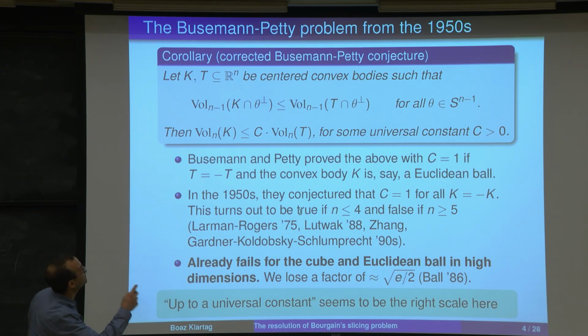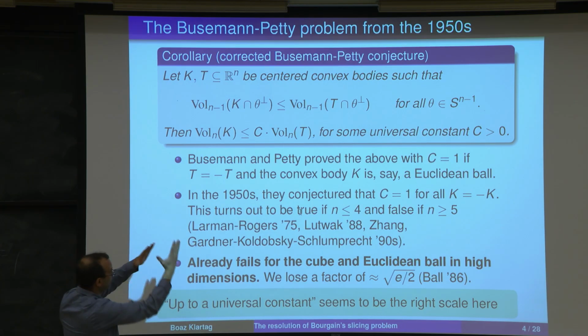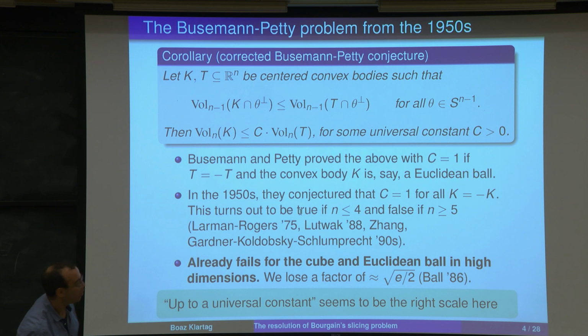I think it's quite believable that if you have this theorem about one slice, you can derive something like this corollary. If you have 2 convex sets K and T in Rn, which are centered, I want their barycenter to be the origin, and now let's assume that for any hyperplane through the origin, through the barycenter, the volume of the intersection with K is smaller, not larger, than the volume of the corresponding intersection with T. So for each slice, one volume is smaller than the other volume. Then the corollary is that the volume of K is at most some universal constant times the volume of T.